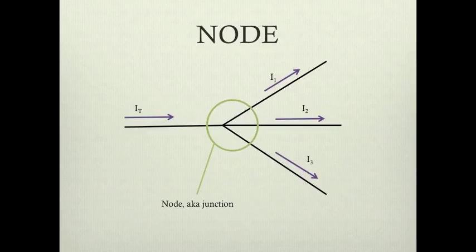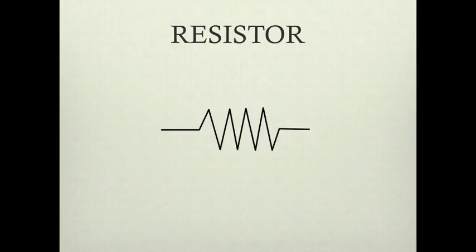Next up, we need to know what a node is. A node is a point in a circuit where two or more components of the circuit are joining. Then we should all know what a resistor is. A resistor stems the flow of current in a circuit, and therefore it's a component in the circuit.